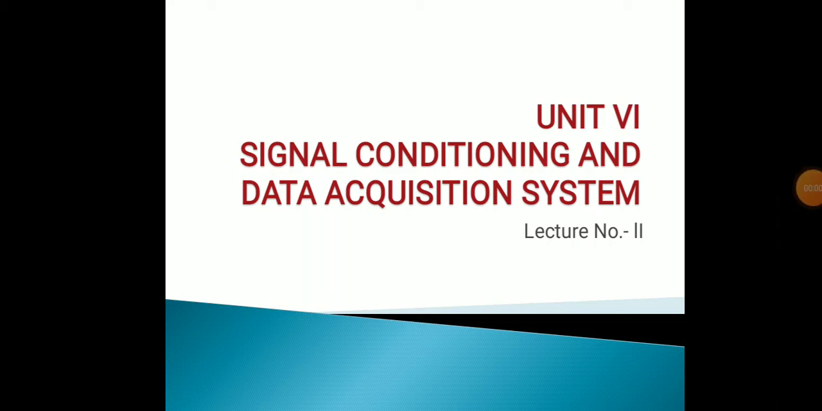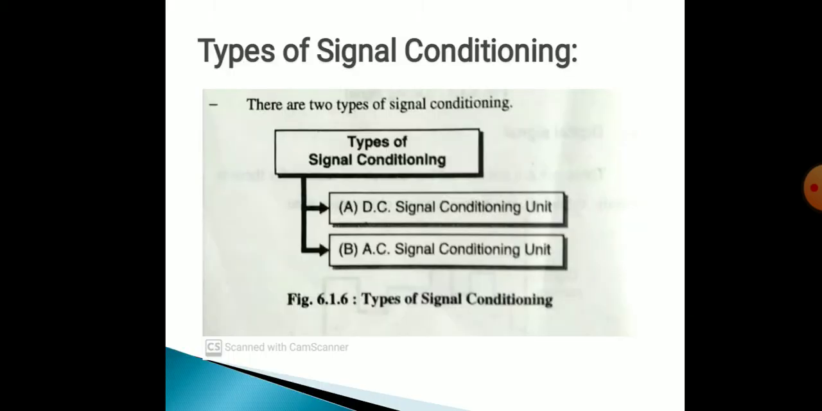Let's start with our second lecture of the last unit of the subject Electronics Measurements and Instrumentation Systems. Types of signal conditioning. There are two types of signal conditioning: one is the DC signal conditioning unit and the second is the AC signal conditioning unit.